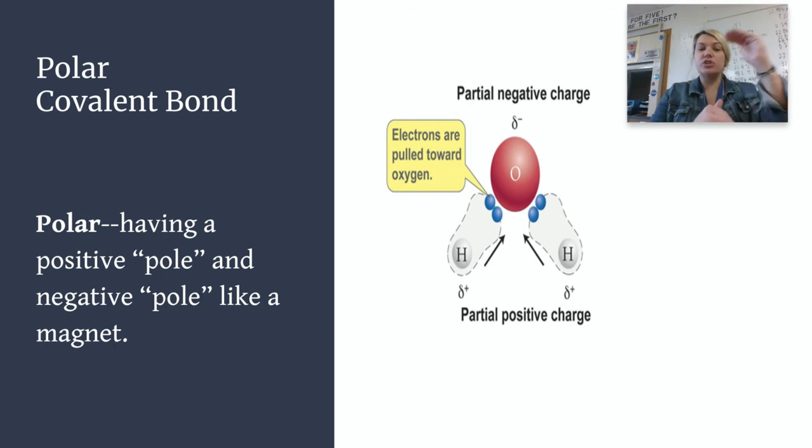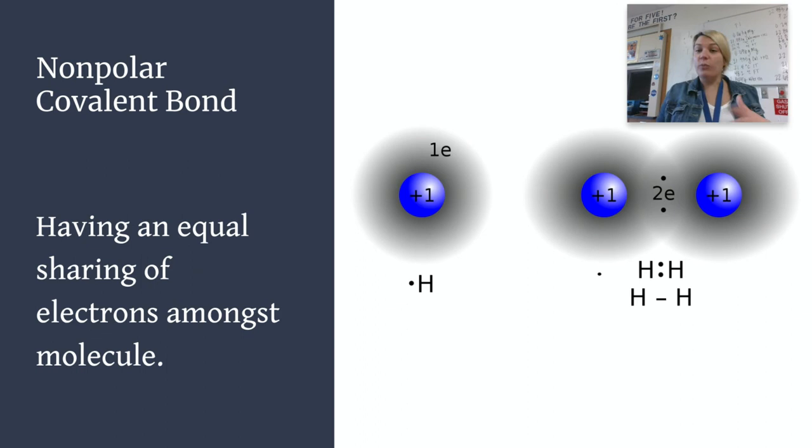Okay, so since there's two poles, like we have with an ionic compound, this is going to be considered a polar covalent bond, meaning one atom in the bond wants the electrons more. Okay, and then we can think about the opposite. The nonpolar covalent bond is they are having an equal sharing of electrons amongst the molecule.